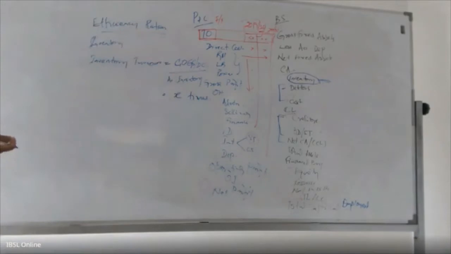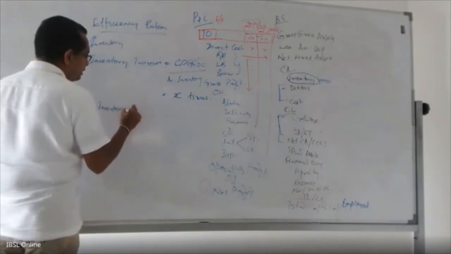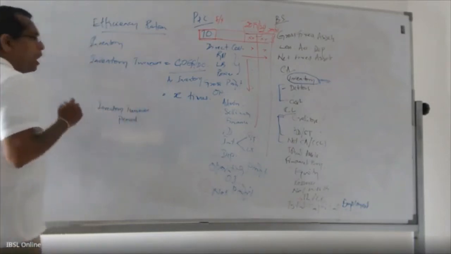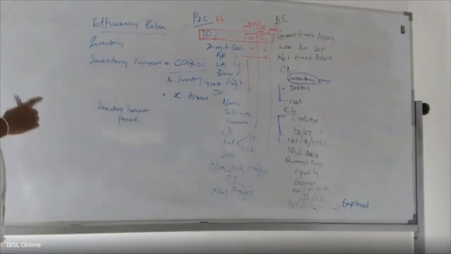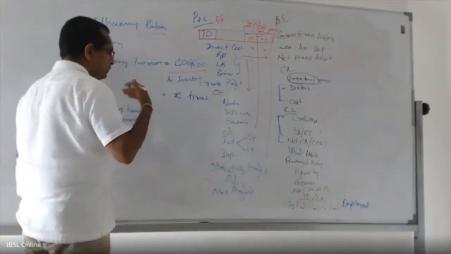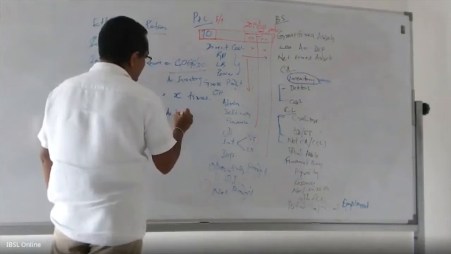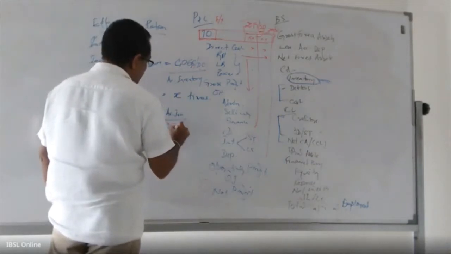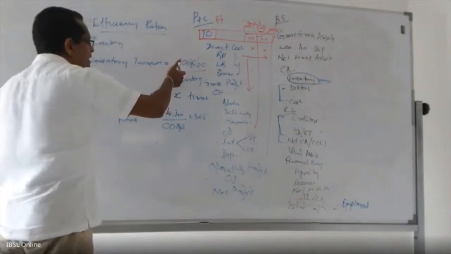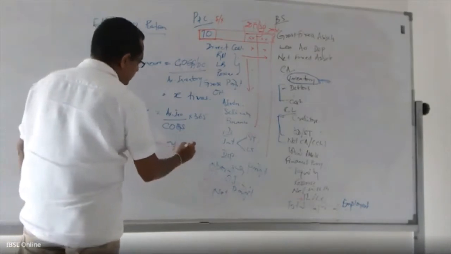Then we have another ratio called inventory turnover period. How many days will it take to convert inventory into sales? The earlier one is how many times. This is how many days it will take to convert inventory into sales. That is average inventory divided by cost of goods sold, into 365. The inverse of this multiplied by 365. So it will come as Y number of days.